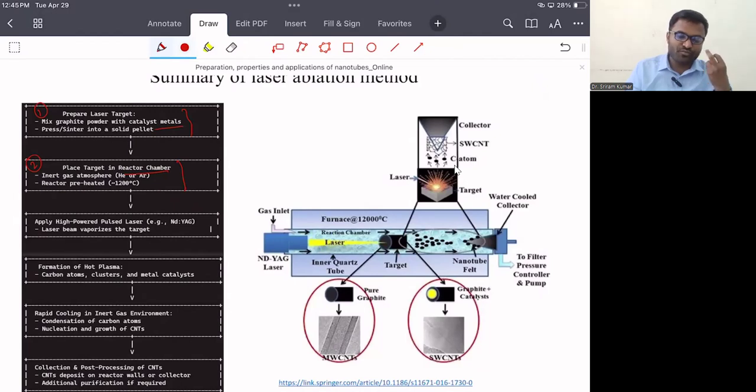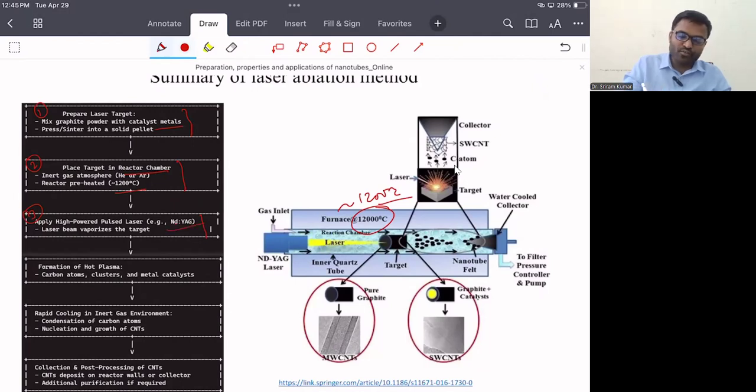So we should use the inert atmosphere, and we need to preheat that chamber close to this 1200 degrees Celsius before putting the high powered laser. So once we have this condition ready there, the temperature is close to 1200 degrees Celsius here, and the third is about here we need to use the high powered laser.